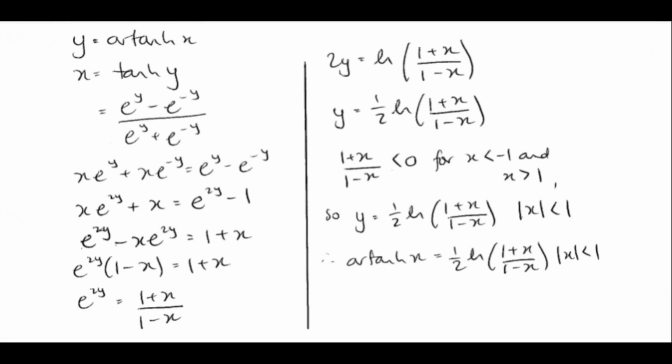Simplify this by timesing through by e to the y, just like we did last time, and then collect your e to the 2y's up on the left-hand side. Factorizing that out and dividing by the bracket gives you 1 plus x over 1 minus x, and then if you ln both sides and divide by 2, you get the answer that you want.